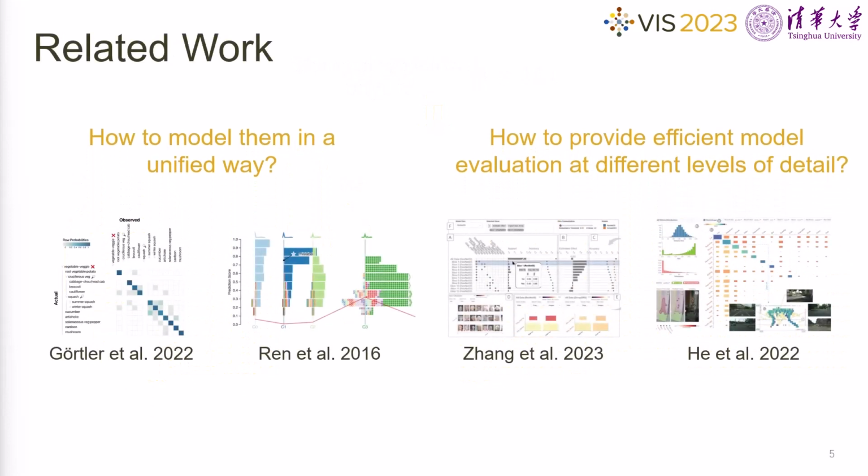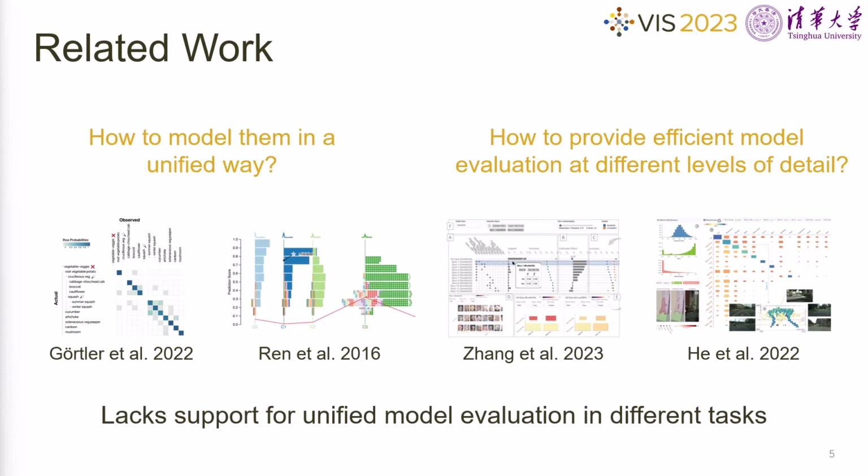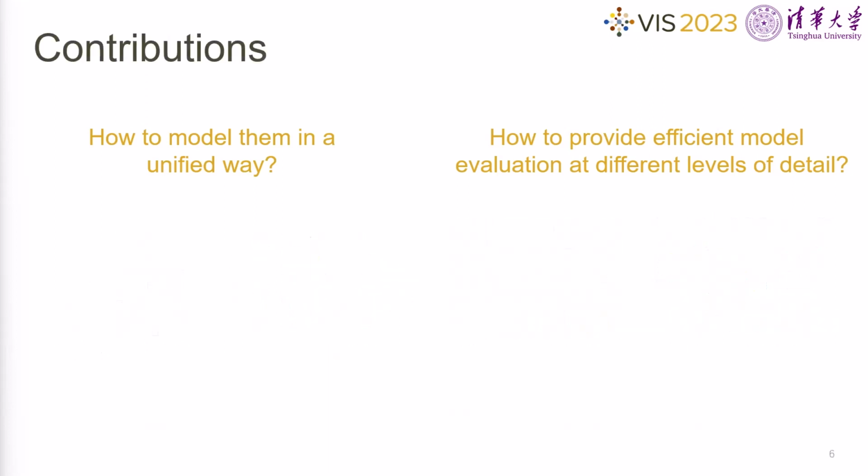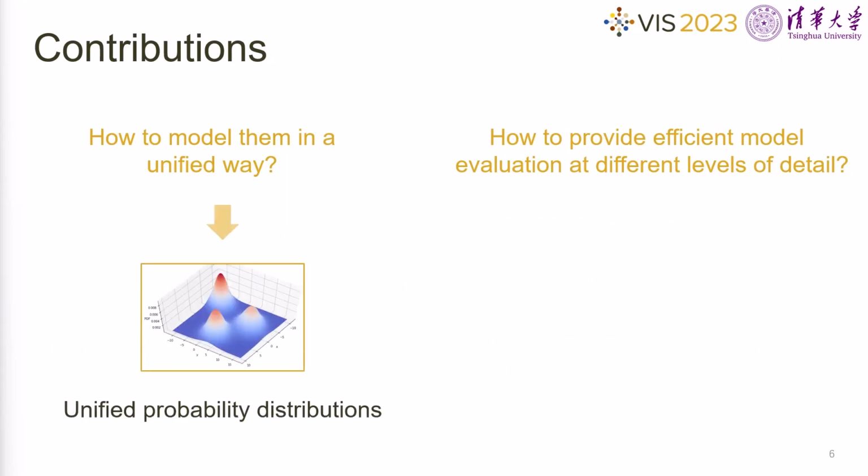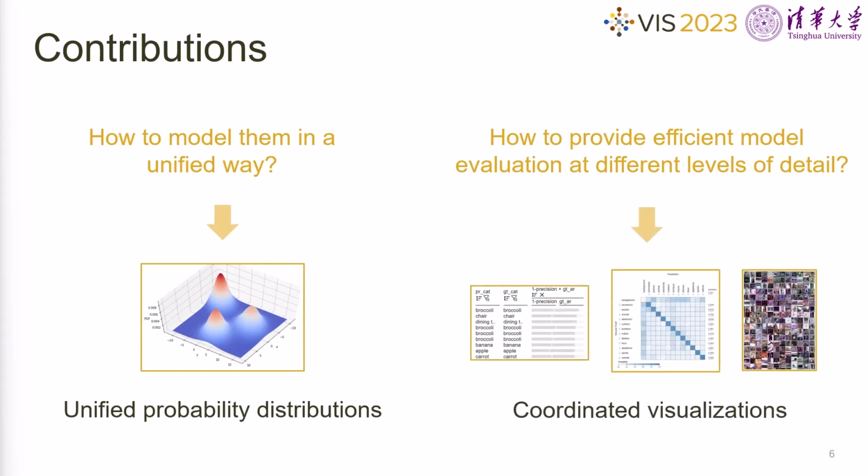For model evaluation, many methods have been proposed. However, these methods cannot support a unified model evaluation in different tasks. To tackle these two problems, we first model both discrete and continuous predictions by unified probability distributions. Based on the unified distributions, we develop coordinated visualizations to provide a multi-level exploration environment for efficient model evaluation. Based on these methods, we develop Uni-Evaluator.